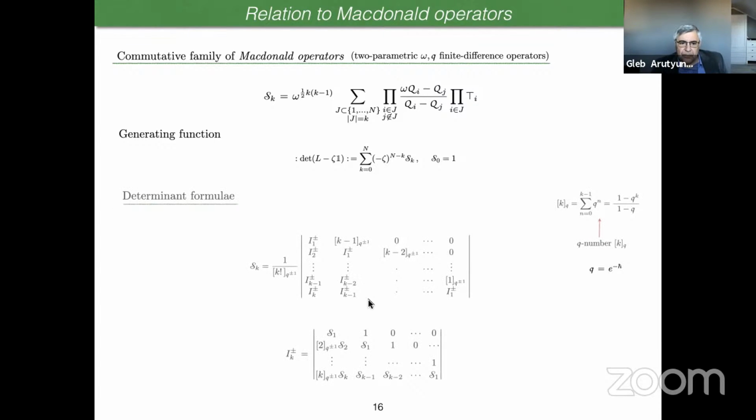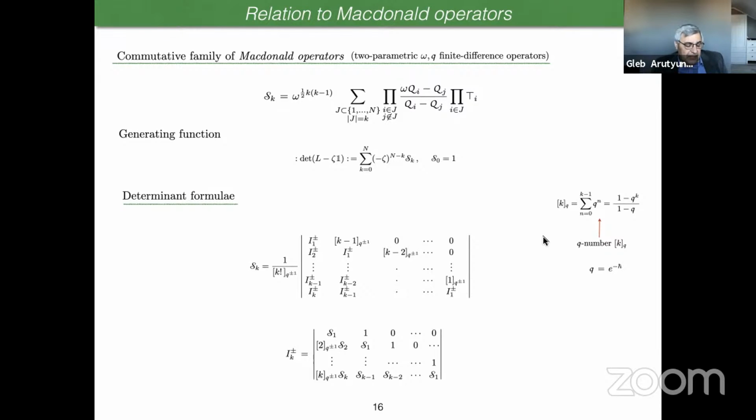Here it is. So the relation between McDonald operators and quantum trace formulas is given by the determinant formulae, which look precisely the same as a classical relation between elementary symmetric functions and power sums, except now in the places where you normally find the usual numbers like k-1, k-2, and so on, 1, and k factorial, you put q numbers constructed with the help of the quantum node in this way.